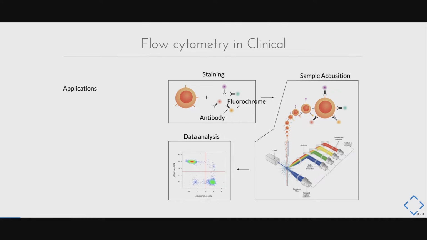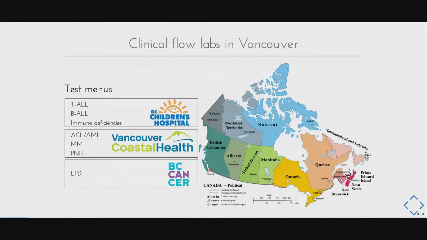In BC, most clinical flow tests are conducted by three major hospitals: Children's Hospital, Vancouver General Hospital, and BC Cancer. Each one does a set of tests, with no overlap between them, so patient samples are routed to different hospitals based on their test types. BC Cancer and Vancouver General Hospital handle specimens from patients with LPD, which is short for lymphoproliferative disorders, AML, which is acute myeloid leukemia, and multiple myeloma. We are processing around 6,000 to 7,000 samples annually.